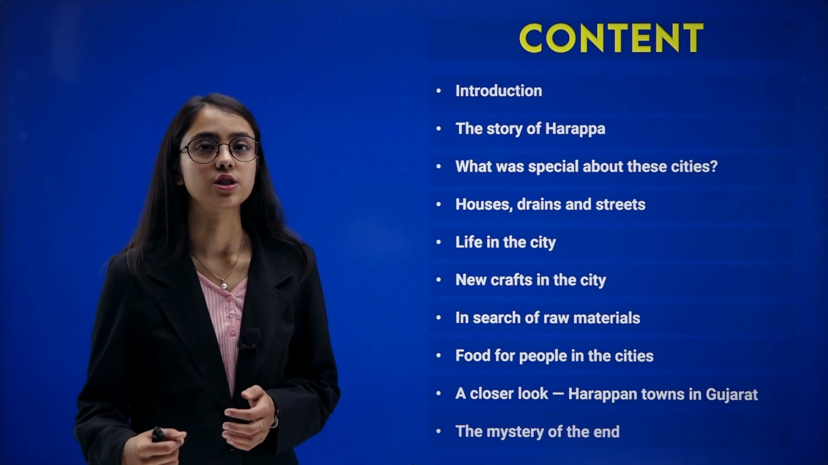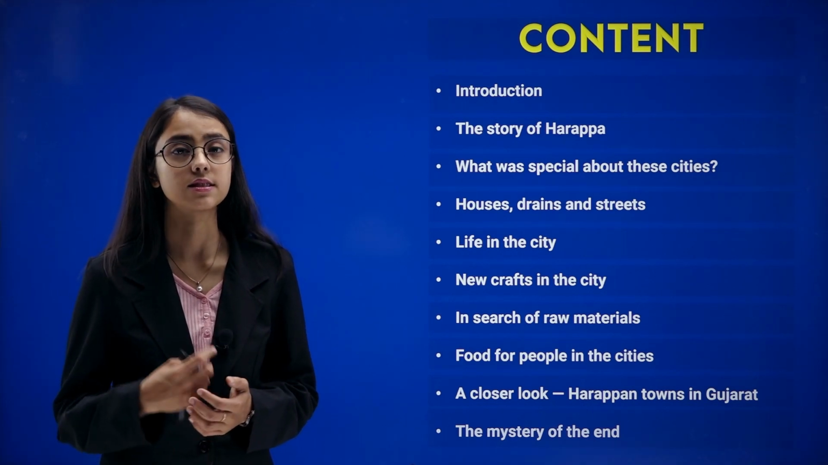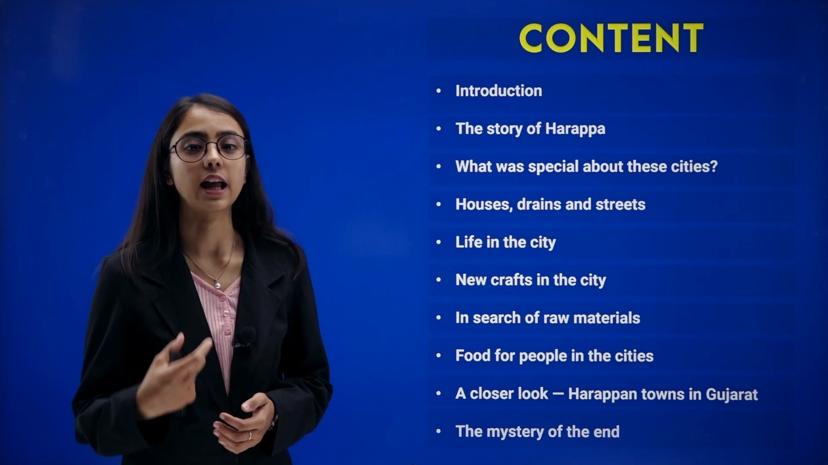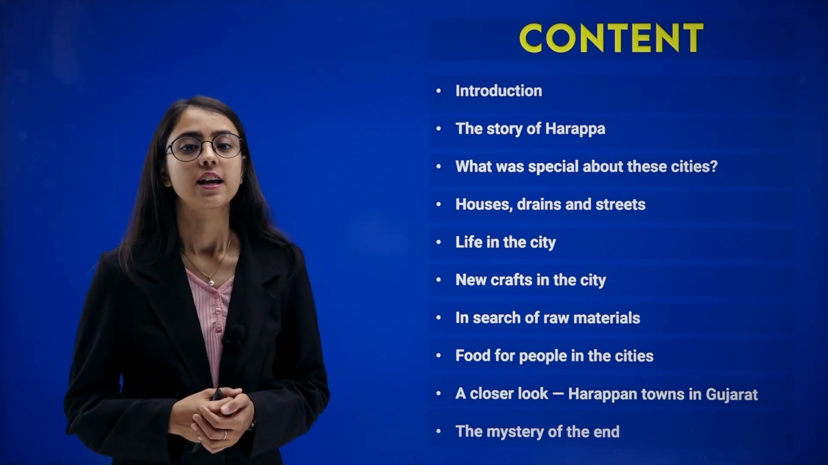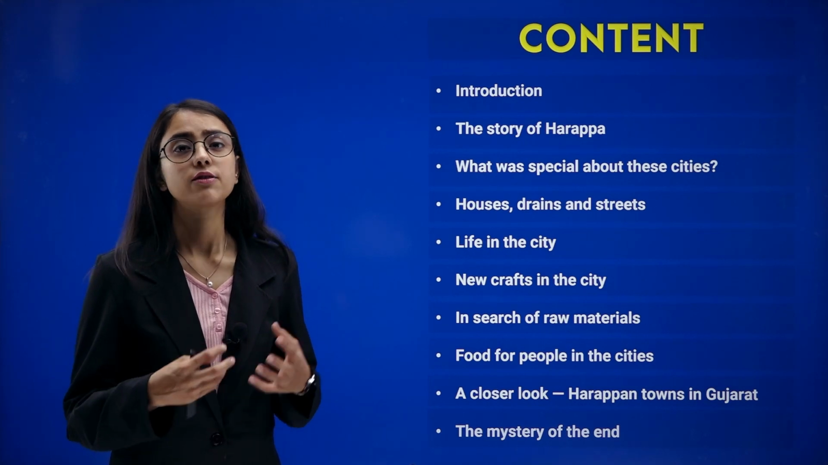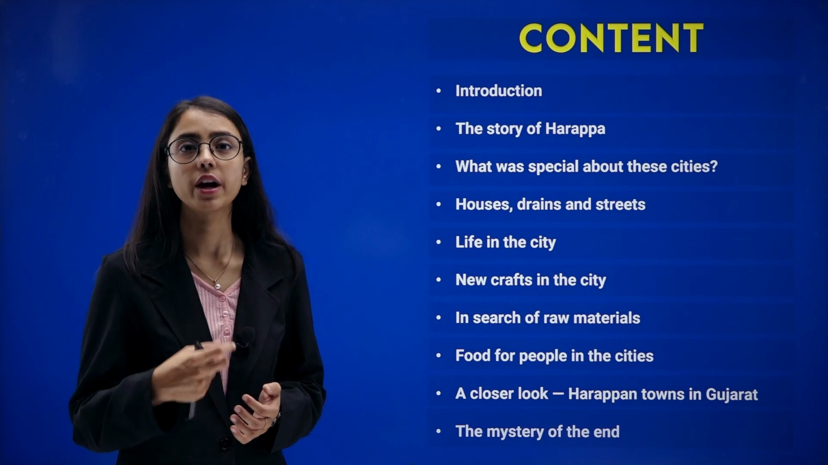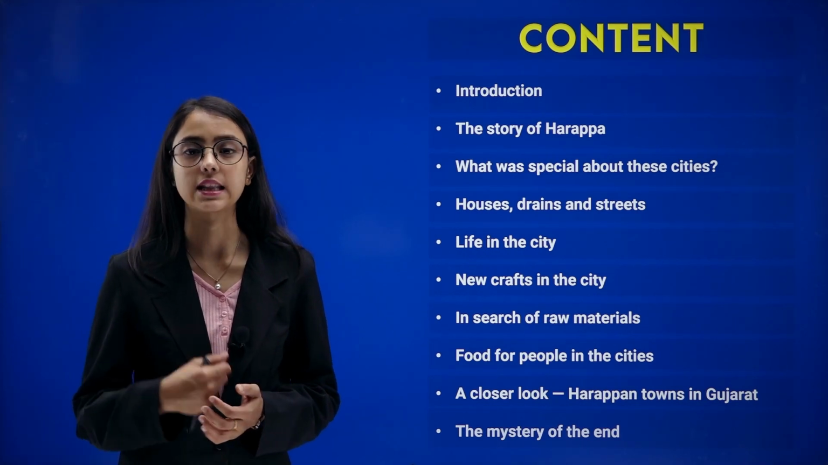Houses, drains and streets. What was the drainage system? How were the streets and houses in these cities? We'll have a look at that. Then we will see the early life and the new crafts that developed and flourished in these cities. In search of raw material: if there were crafts and craftsmen, there was a need for raw material. So where did these craftsmen and early humans find the raw material for making things?